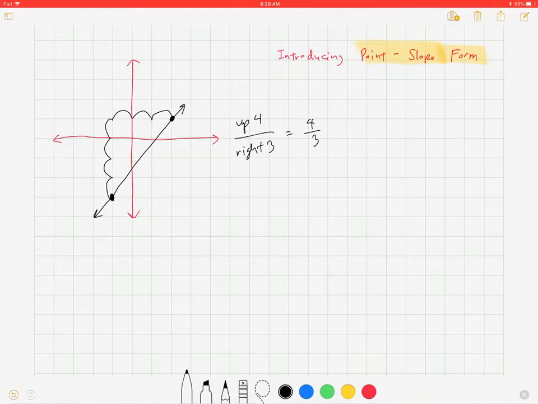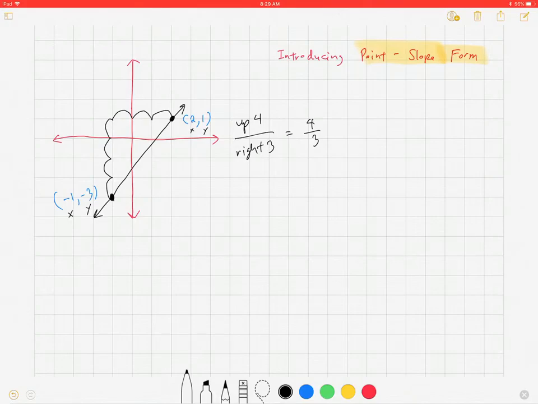Now, again, I have to write out the coordinates of these points. So this point is (2, 1). The other one is (-1, -3). And nothing's changed. This is still my x, that's still my y, this is still my x, that is still my y.